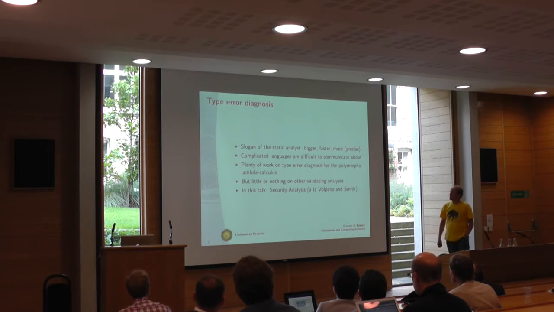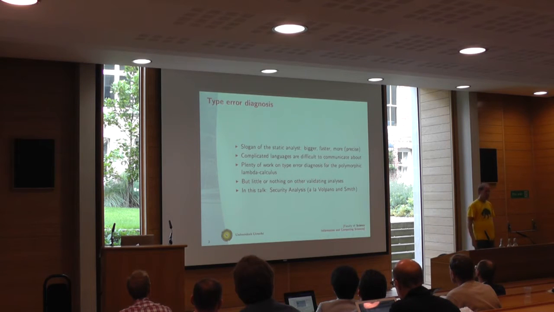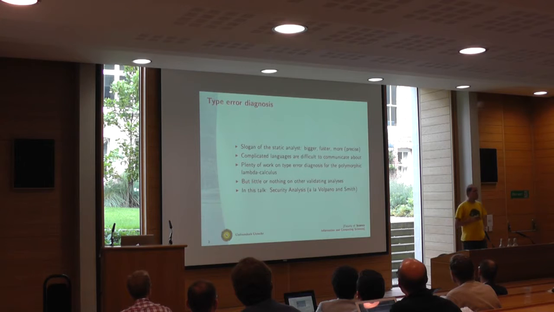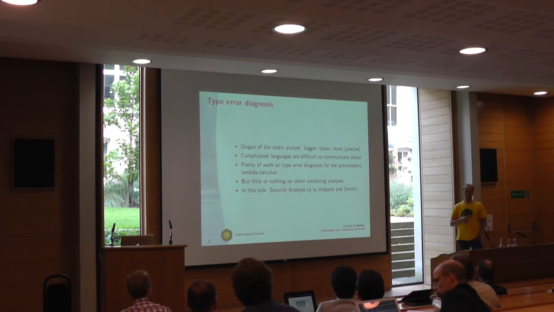So the slogan of the static analyst is actually typically bigger, faster, more. I also like to do that kind of thing, and type systems more powerful, being able to handle bigger, more complex languages. But it's also a fact that complicated languages are difficult to communicate about, particularly when people start to make mistakes. You can actually tell because there's hardly any work on improving type errors for languages like C, C++, or Java. But there's a whole bunch of work for higher order languages.